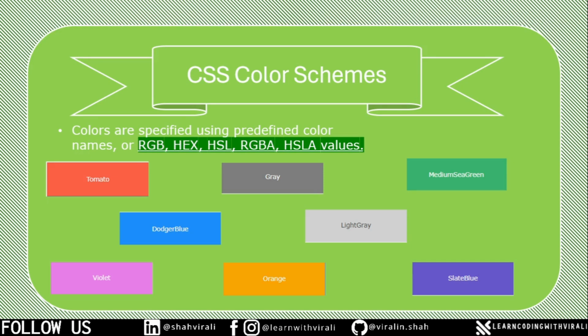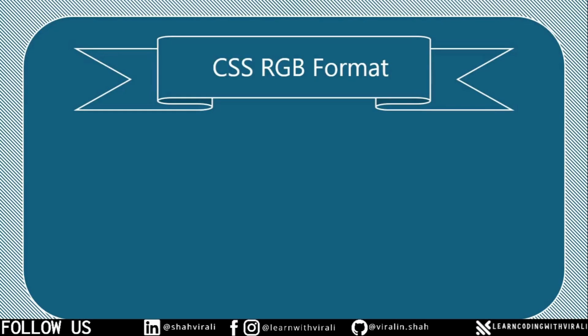As you can see the colors on the screen, we have tomato, we have violet, we have orange, we have blue, we have medium green, light gray, and much more. So in order for us to understand which format should be used and how, let us deep dive a little bit ahead, understanding each of them in a little more detail.